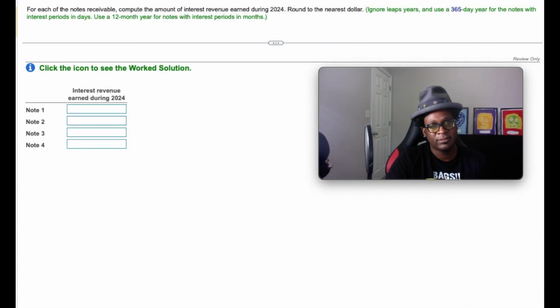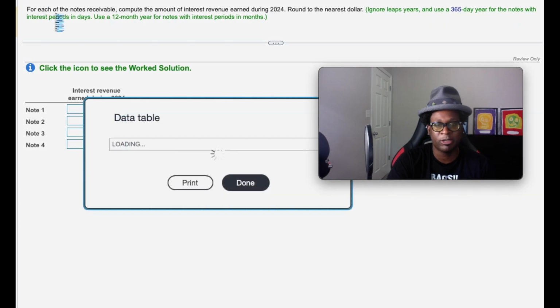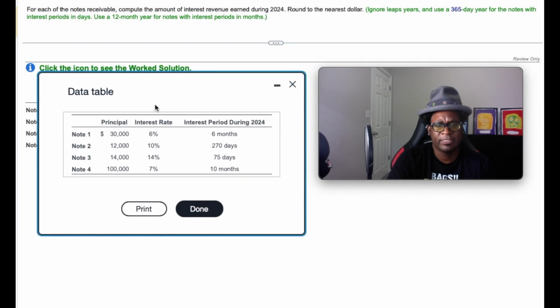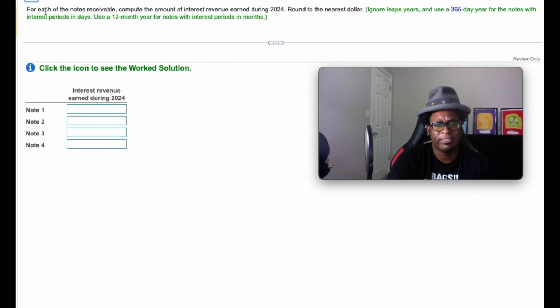So it tells us a table of notes receivable are as follows. So let's see what this table's talking about. Alright, so we have a table for 3 notes, various time periods. And it says for each of the notes receivable, compute the amount of interest earned during the year for 2024, and round to the nearest dollar. And they say use a 365-day period. Okay, gang, this is pretty easy.